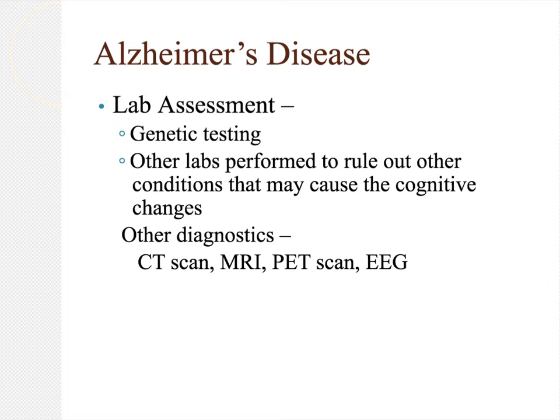There is no lab test to definitively diagnose Alzheimer's. Definitive diagnosis is made on the basis of brain tissue exam at autopsy, which confirms the presence of the neurofibrillary tangles that I mentioned before. Genetic testing, there is a specific gene called apolipoprotein E4, known as APOE4, that may be helpful as an ancillary test for the differential diagnosis of Alzheimer's disease.